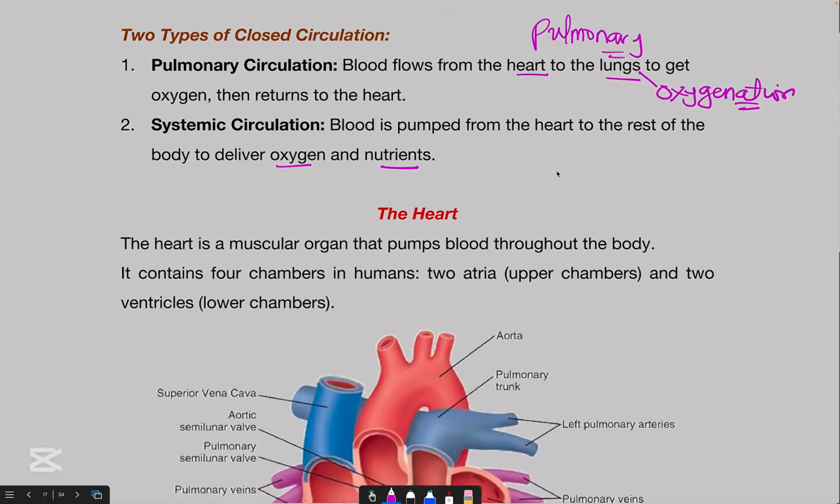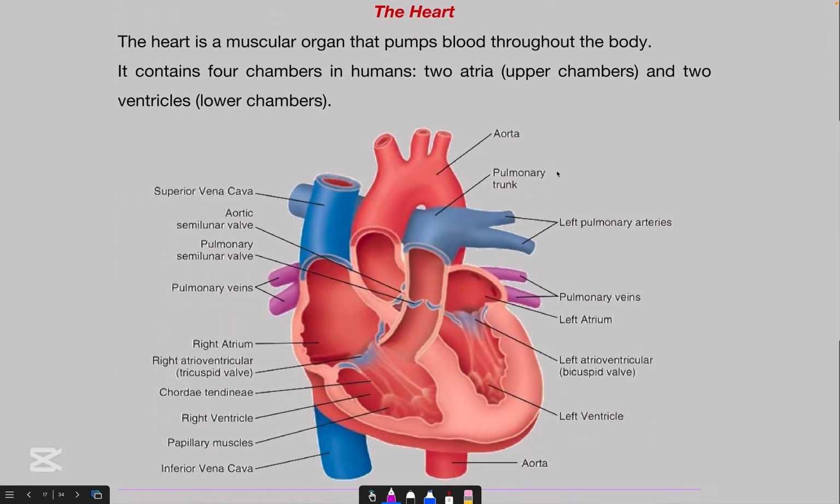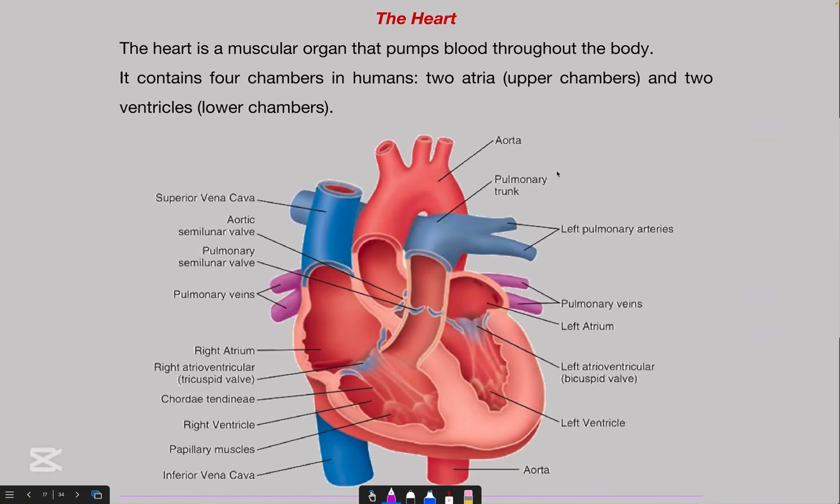Now, let us look at the muscular pump we have. We have the heart. I said the heart is a muscular organ that pumps blood throughout the body. It contains 4 chambers in humans. The human heart consists of 4 chambers: 2 atria, which are the upper chambers, and 2 ventricles. So you might be asked, the human heart has how many chambers? We have 4. 2 are on the top, which are called the atria, singular atrium. Then 2 are under, which are called the ventricles. Is that okay? Those are the 4 chambers of the heart.